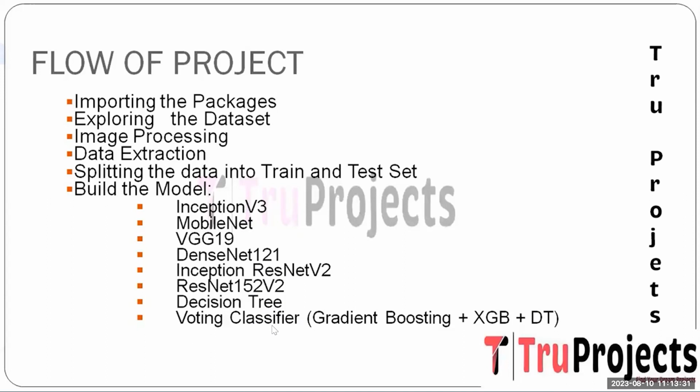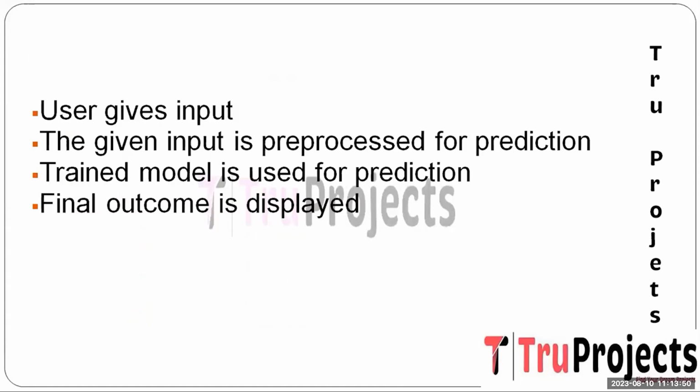The next one is the voting classifier. It combines the predictions from gradient boosting, XGBoost, and the decision tree. Gradient boosting and XGBoost are ensemble techniques that create a strong model from weak ones, while the decision tree offers a baseline approach. Combining these models can provide a robust and accurate classification outcome.